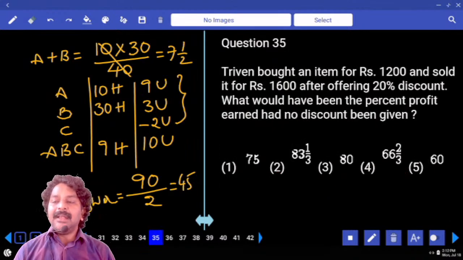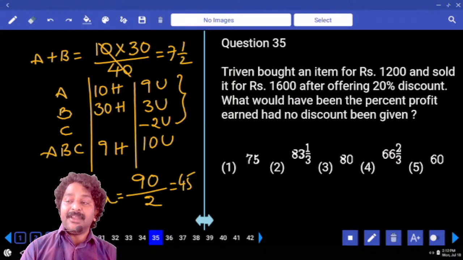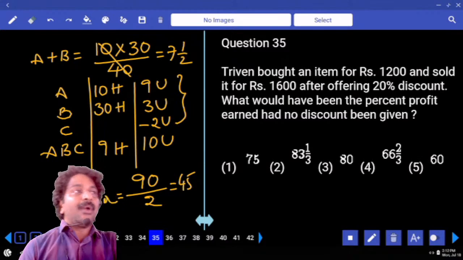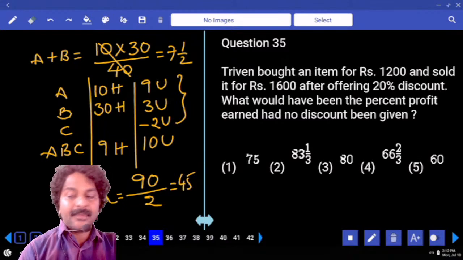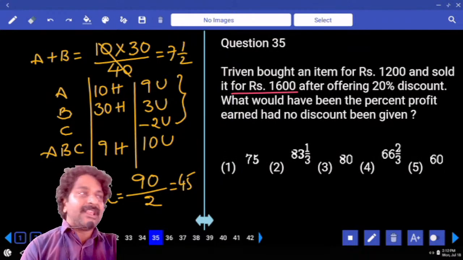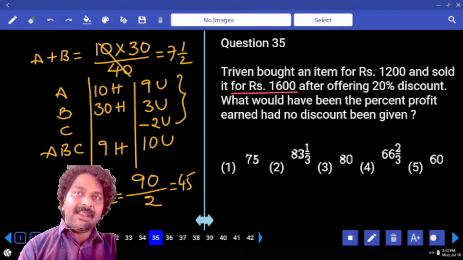Trivan bought an article for 1200 and sold it for 1600 after offering 20% discount. What should have been the percentage of profit earned had no discount been offered? Okay. Now what is the selling price mentioned? Sold for 1600. So selling price is 1600. That is after getting 20% discount, right?